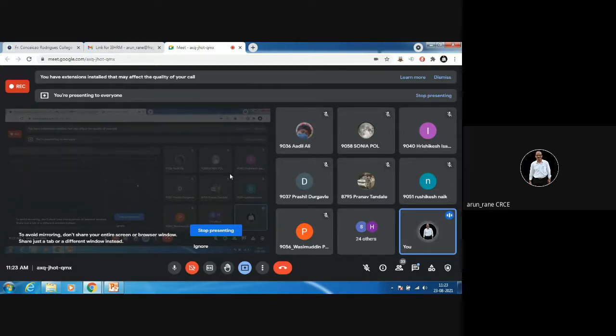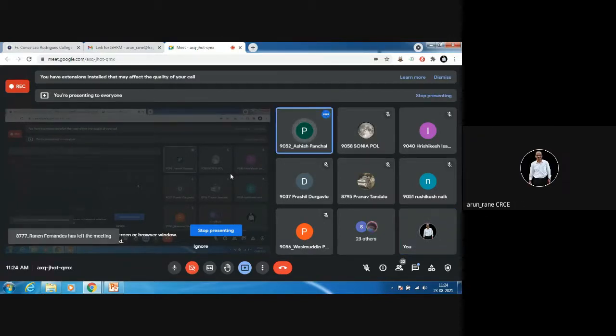Ashish Panchal, tell me, what are the four important devices which are used for locating? Mention the four locating devices. Buttons, pads, stoppers. Hmm.